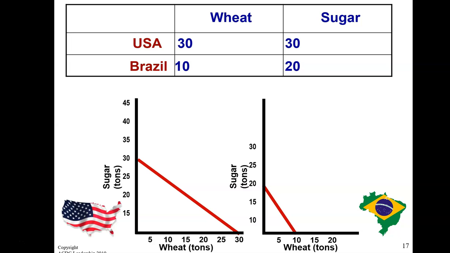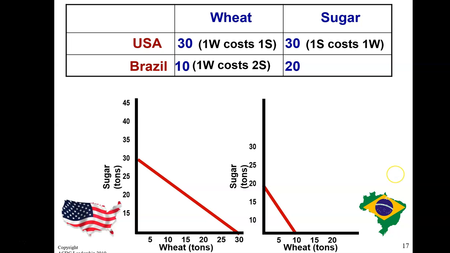Based on this chart, see if you can calculate the opportunity costs of wheat and sugar for both the U.S. and Brazil. You can pause the video and then I'll give you the answers. So for the U.S., the opportunity cost of 1 wheat costs 1 sugar. 1 sugar costs 1 wheat. So the ratio doesn't change for the U.S. For Brazil, 1 wheat costs 2 sugars and 1 sugar costs a half of a wheat.